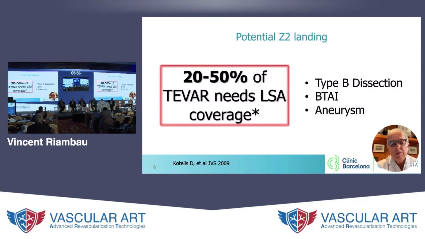The pathology we face with this particular technique of thoracic endografting with a landing zone at the level of zone 2 is mostly related to type B dissection, also some trauma, as well as some aneurysm.